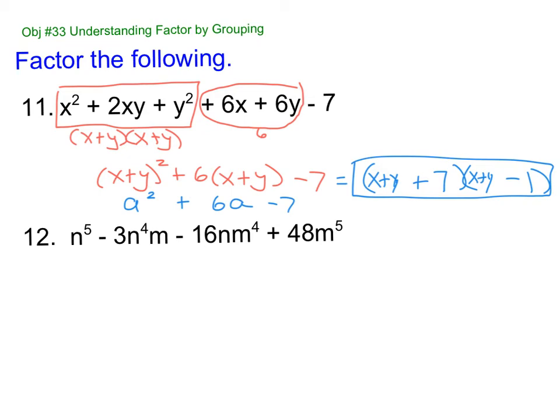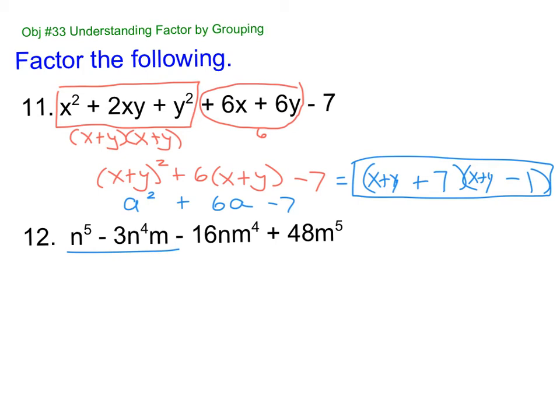So n to the 5th, n to the 4th. So what do we do? Whenever you have 4 terms, I always default to trying to factor the first 2 and the second 2. When I looked at this just now, I hadn't done this problem in a year. I was like, wait, how do I do this?